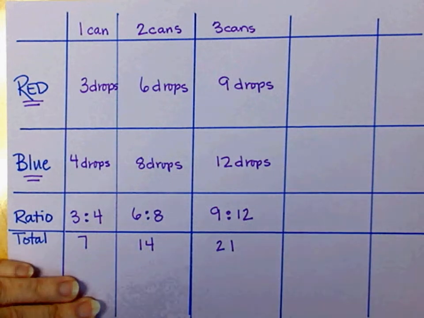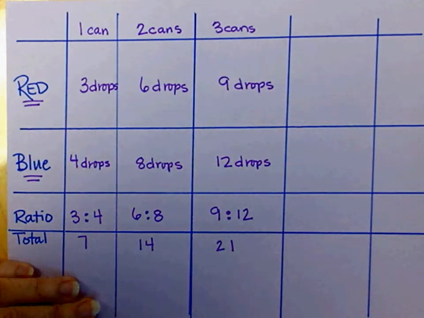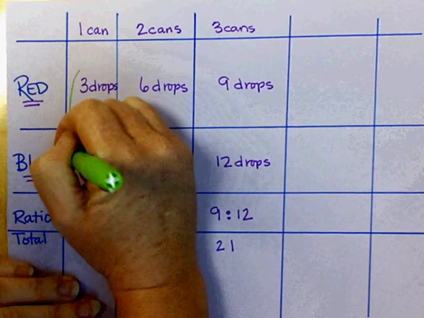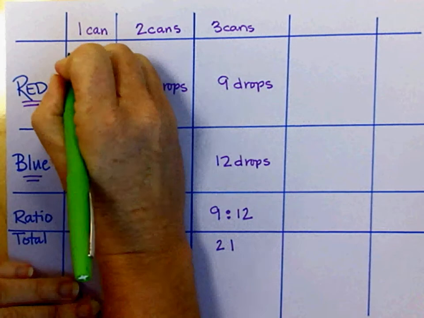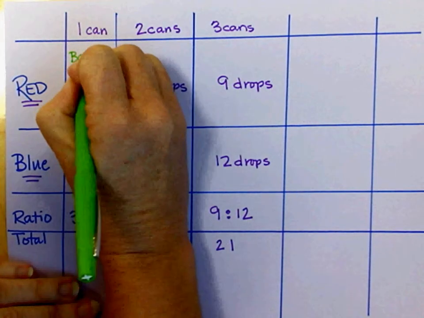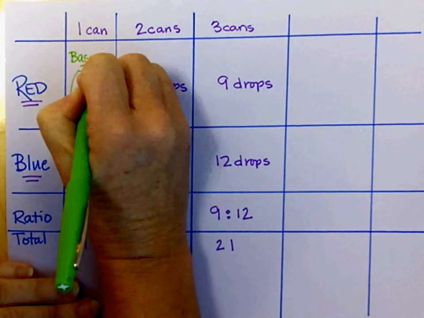The first thing I want to identify is what is my base ratio. And because we're talking about cans of paint, we're going to consider my base ratio to be the magic formula that will work for every single can. My base ratio is my 3 to 4. So we're going to circle that and label 3 to 4 the base ratio.